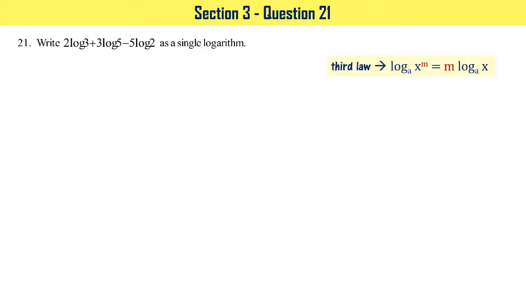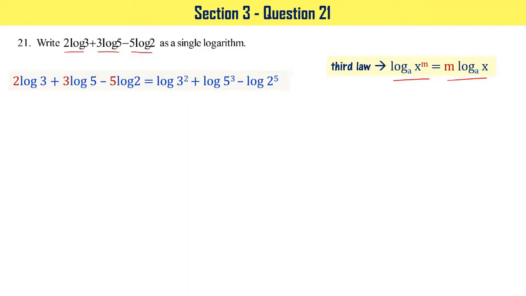Let's quickly recall third law of logarithm. It says that m log x can be written as log x to the power of m, right? If you observe, 2 log 3 is in the form of m log x, right? That can be now written as log 3 square. Similarly, 3 log 5 can be written as log 5 cube, and 5 log 2 can be written as log 2 power 5, right? Let's write that now. 2 log 3 plus 3 log 5 minus 5 log 2 equal to log 3 square plus log 5 cube minus log 2 power 5.